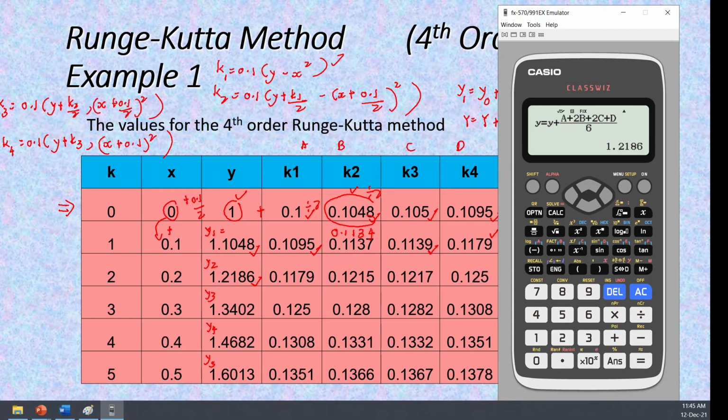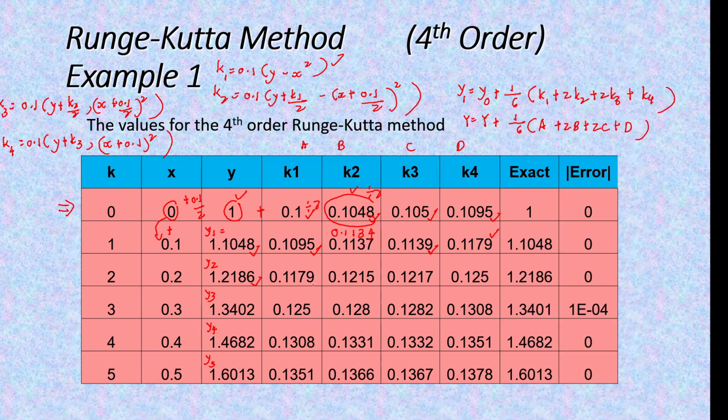If not, search back this formula and calculate the next K1, K2, K3, K4. To get the same answer as here, I put Y in 4 decimal places, 1.2186. If not, the answer will run a bit off later. X is 0.2, K1 is 0.1179.